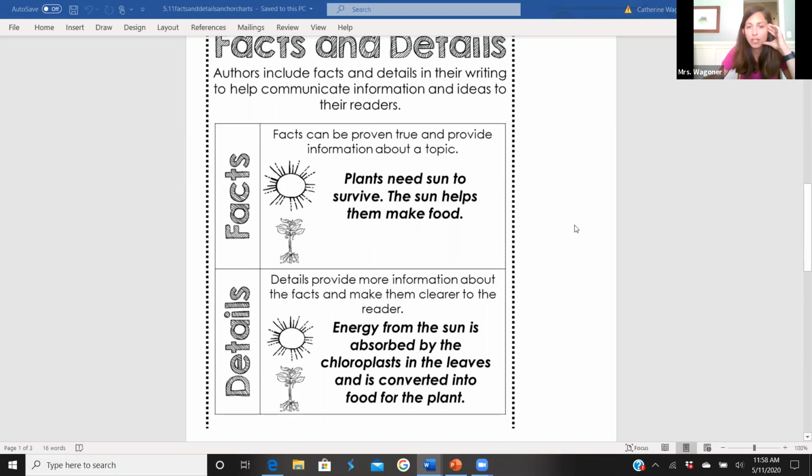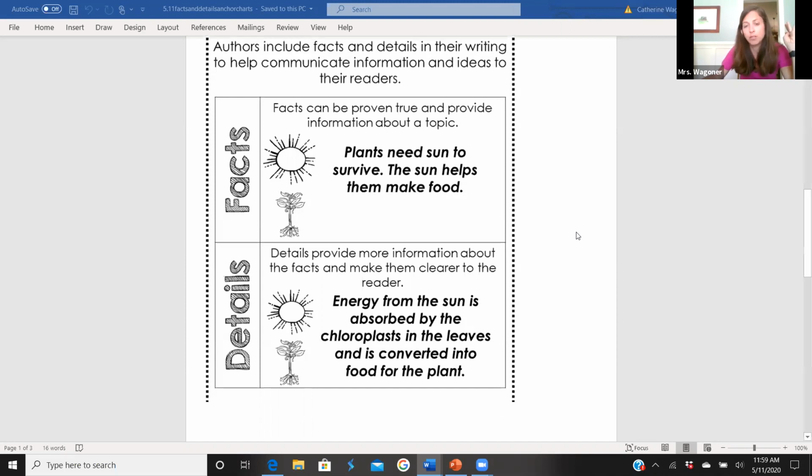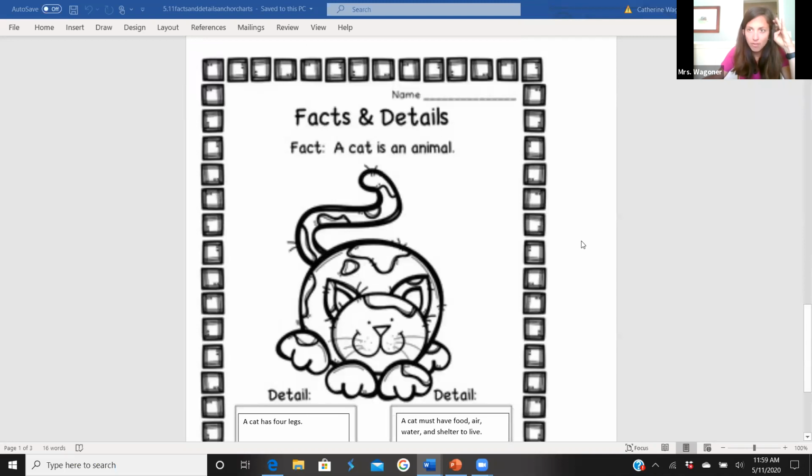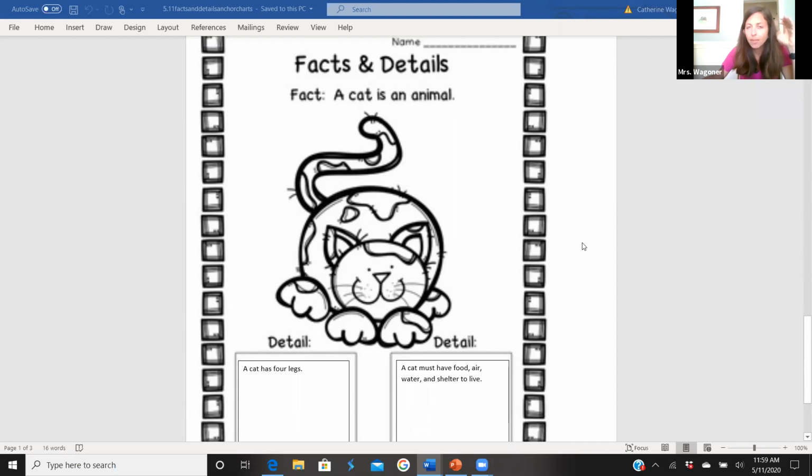Details provide more information about the facts and make them clearer to the reader. Energy from the sun is absorbed by the chloroplast in the leaves and is converted into food for the plant. That detail gives us more information about our fact, that plants need sun to survive, and that helps them make the food. Down here, last week we filled this in. Our fact is a cat is an animal, and two details to support the fact are a cat has 4 legs and a cat must have food, air, water, and shelter to live or to survive.